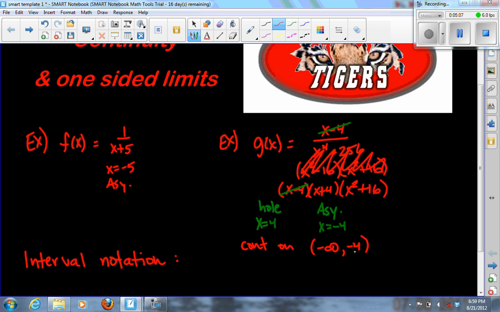So on the number line it looks like this. And also from -4 to 4. And also, I guess I didn't need that end, from 4 to infinity. So these are the 3 intervals where this g function is continuous, because there are 2 spots where there's a break. So that means there are 3 intervals. That's how you tell an interval of continuity.